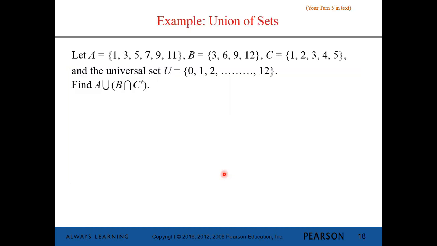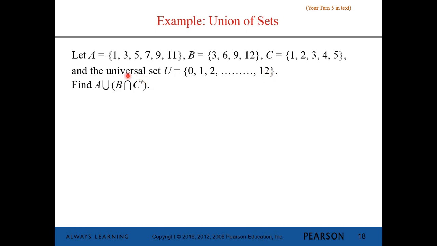Okay, so now let's go back to our sets here. So now we have 4 sets, right? We have set A, B, C, and then our universal set. A is defined as a set of these numbers. B is defined as a set of these numbers. C is the set of these numbers. And of course, the universe is the set of the integers from 0 to 12, okay?